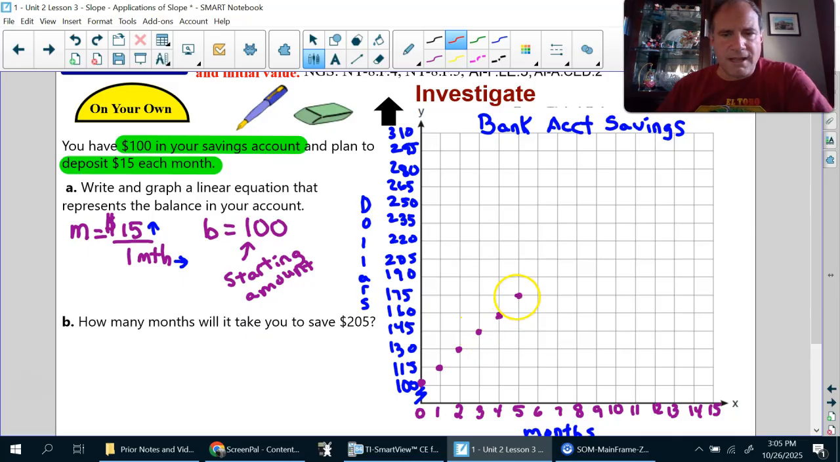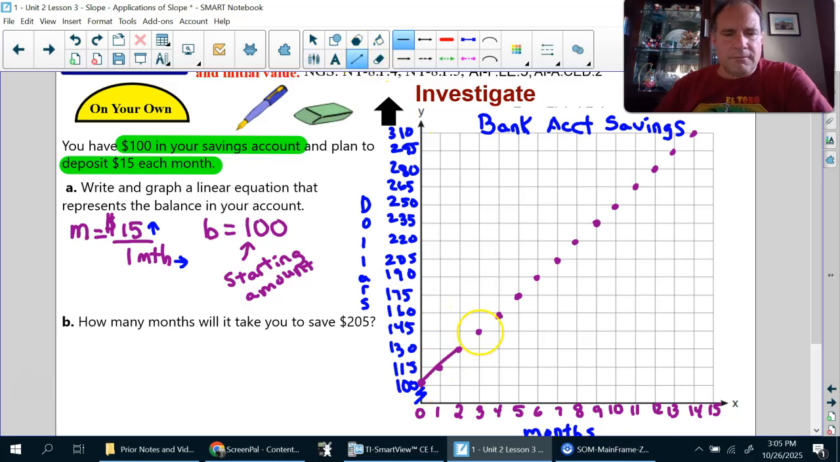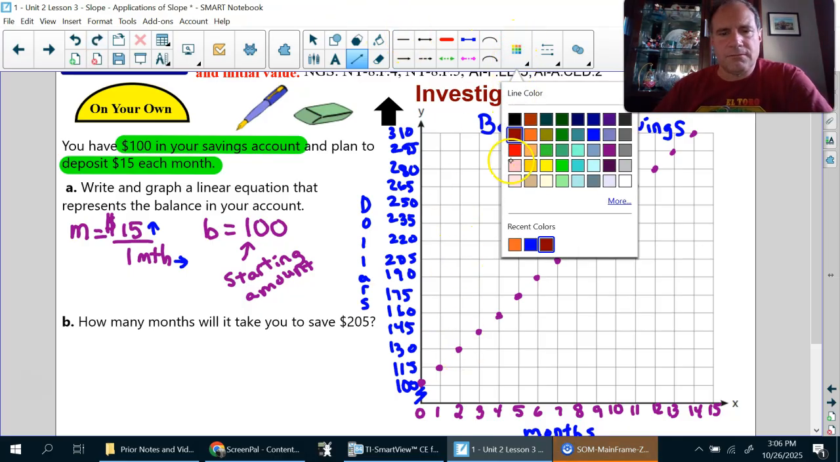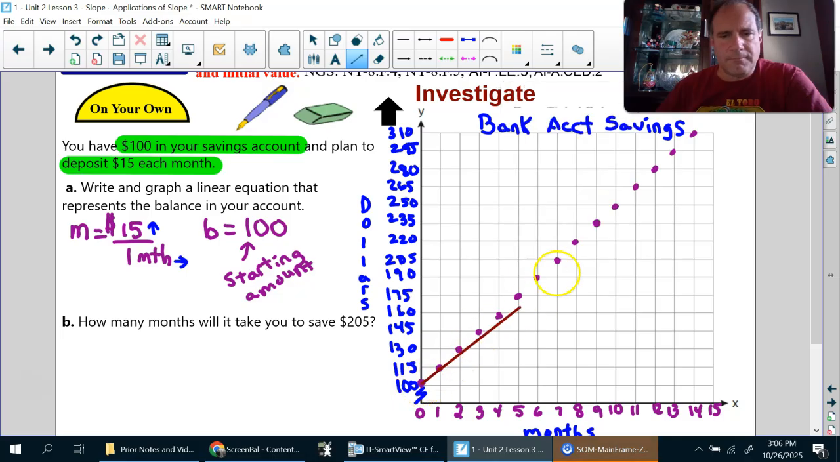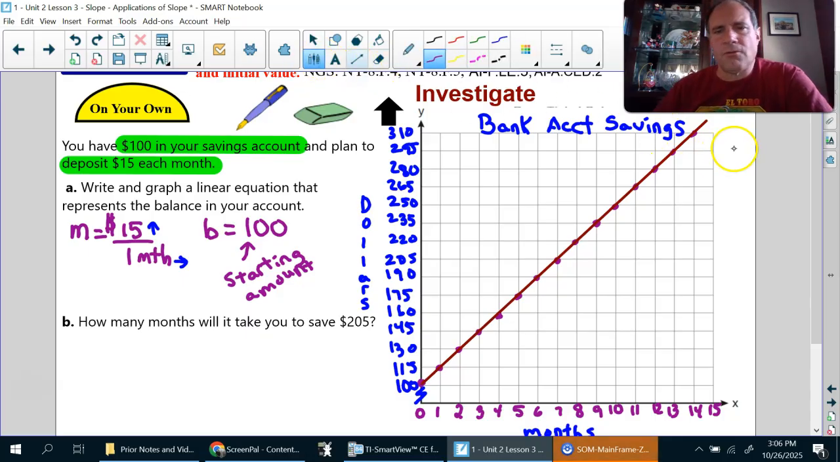See how easy the graph is when you set it up by slopes. I'm not even looking at the numbers. I'm just going up, rising 15, running 1. Every month that goes by, you just add another $15 to this account. And we are going to connect those points. We're going to go past the last point and put an arrow.